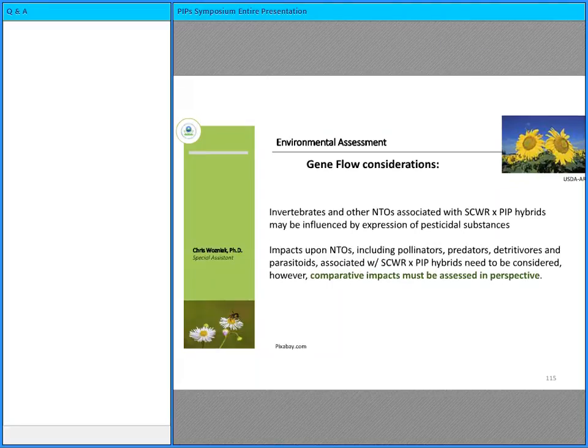So one of the things, and I've already mentioned this, but I'll reiterate, there are a variety of invertebrates and other non-target organisms that will be associated both with the crop and its sexually compatible wild relative and hybrids thereof. So that can certainly be influenced by the expression, say, of an insecticidal PIP transgene. And this could include pollinators, predators, detritivores, all the categories of organisms providing ecosystem services.